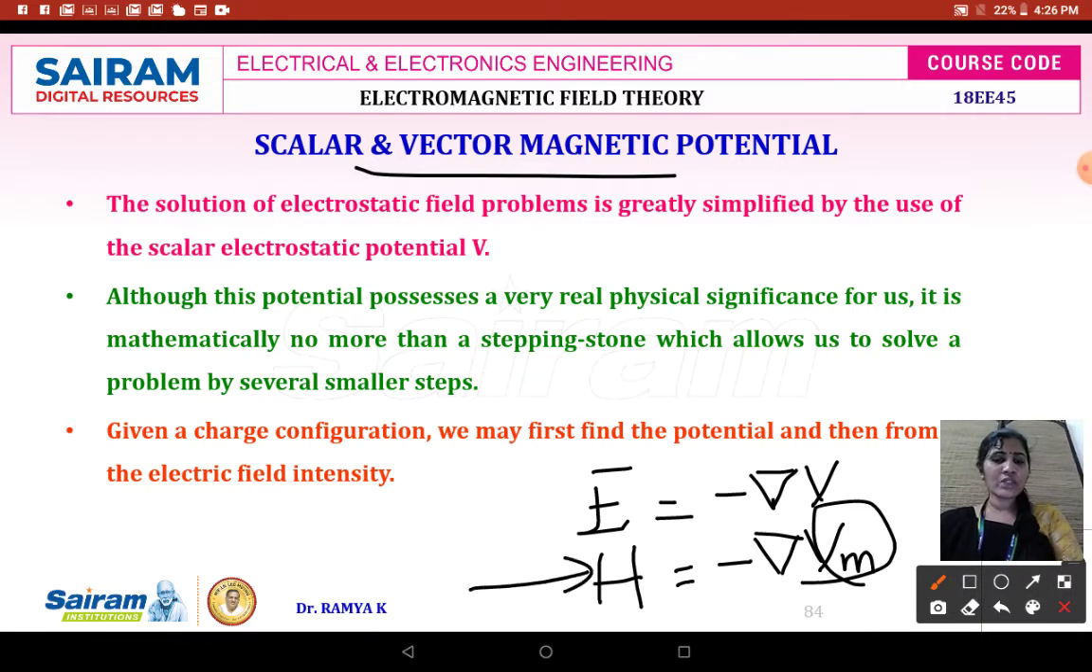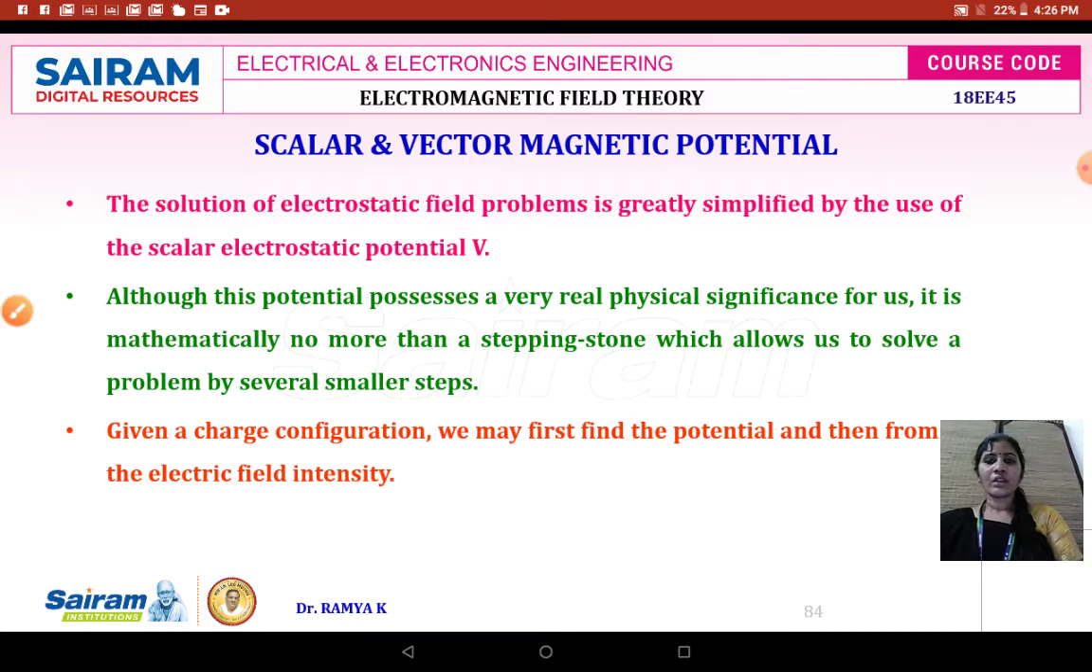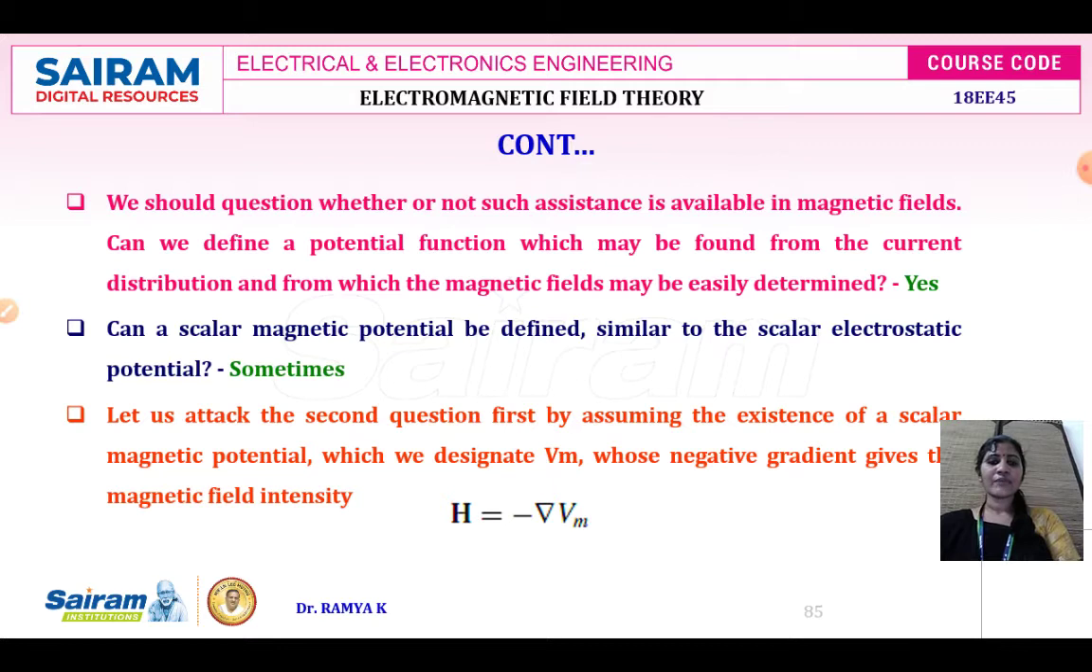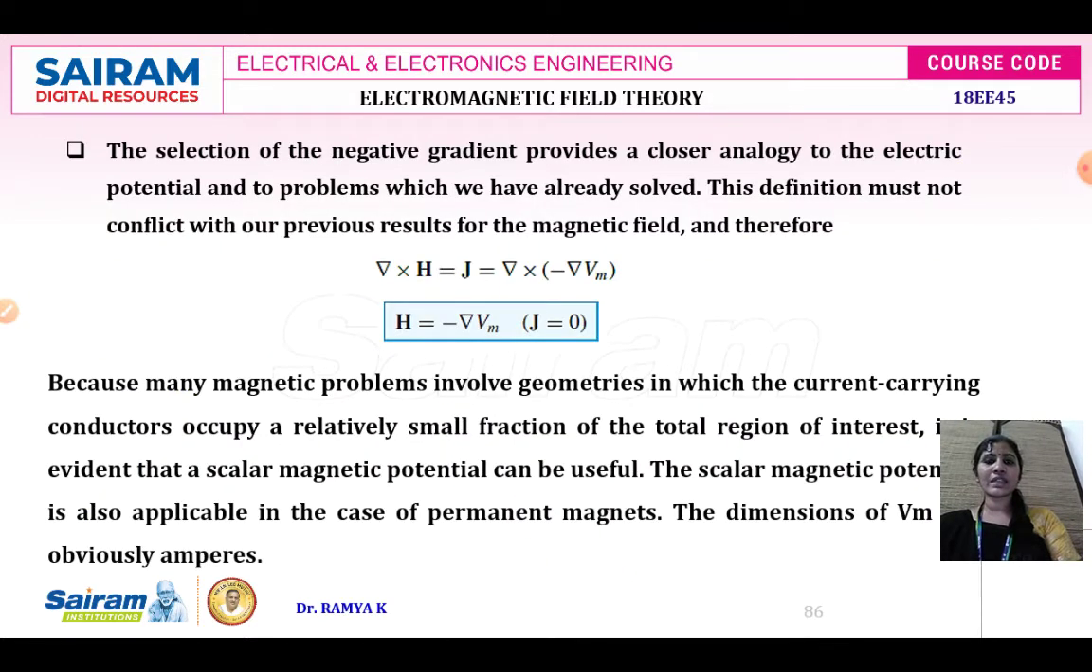This is the equation. Just by analogy, we have written it from the relationship E is equal to minus gradient of V. Although it possesses a real physical significance for us, it is mathematically no more than a stepping stone which allows us to solve a problem by several small steps. Therefore, for a given charge configuration, we may find first the potential and then from there the electric field intensity. So, by analogy, as we know that H is equal to a negative gradient of your Vm, where Vm is nothing but your magnetic scalar potential.